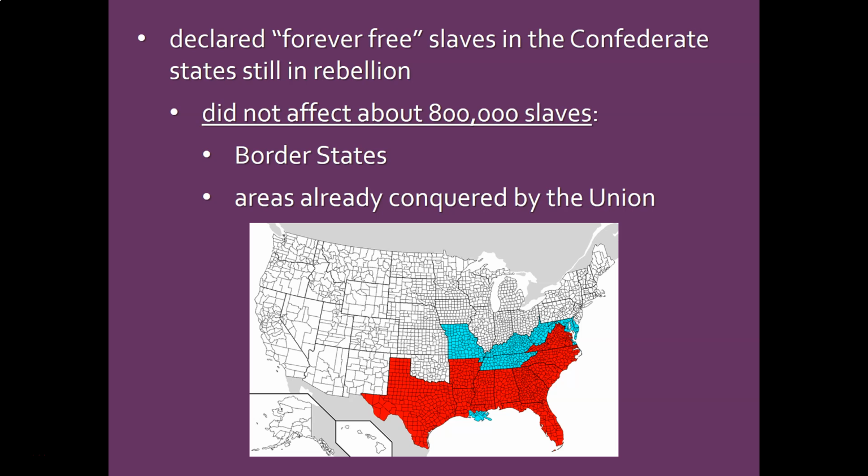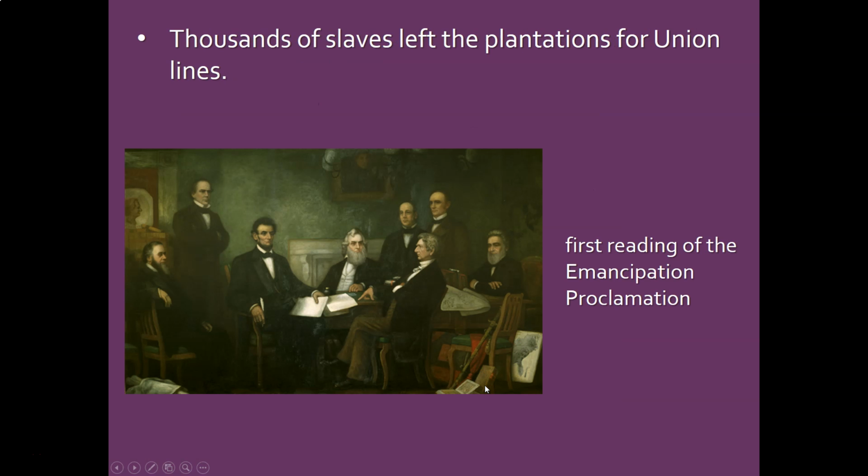If you are an enslaved person living in a border state, like say Kentucky, you're not freed by the Emancipation Proclamation. If you are living in, say, Middle Tennessee, and you're an enslaved person and you're already under Union control, you're not immediately freed either. This only affects areas that were under rebellion, the areas in red on the map here. Now, obviously, what that means is that it doesn't really free any slaves, in the sense that the Union doesn't have any control in these red areas. That's why they're in rebellion.